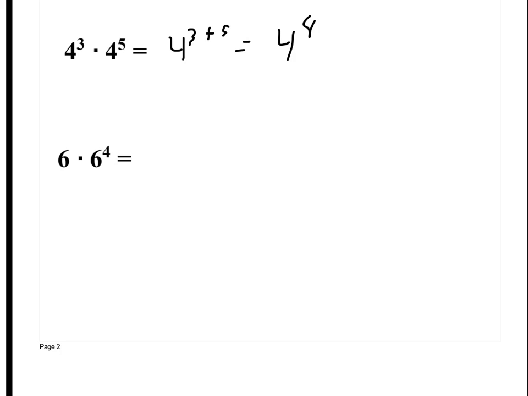Let's do the bottom one. 6 times 6 to the 4th. There's an understood 1 there. Just because it's not there doesn't mean you don't know this is being raised to the 1 power. It's just like when we have variables, there's a 1 in front. Even though it's not written, it's an understood 1. So I add the exponents. 6 to the 5th is my answer.